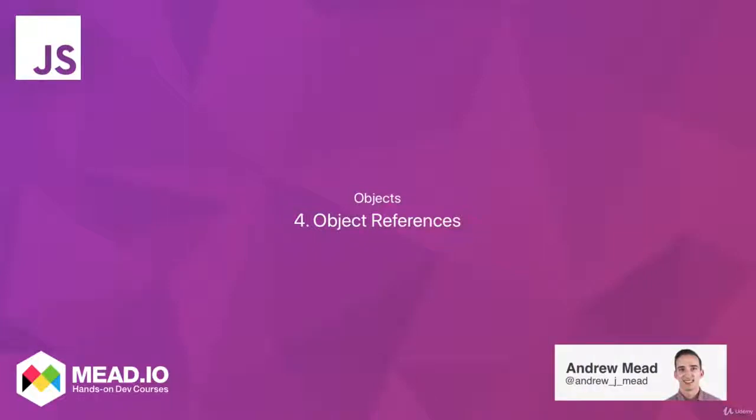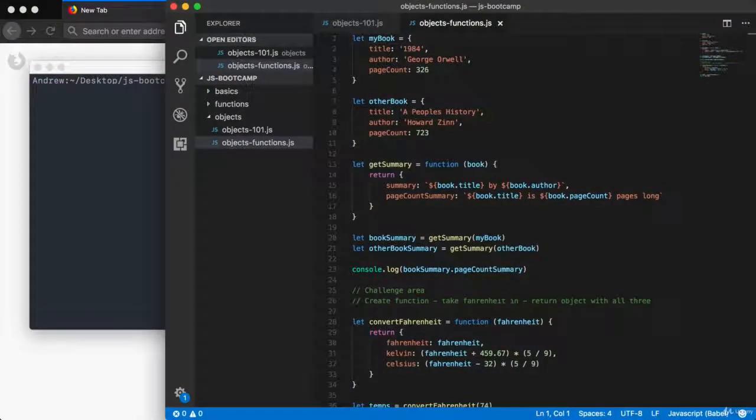In this video, I want to take a few minutes to talk about what happens when we pass objects around our program. For example, we take this other book object defined right here on line 7, and we pass it into the getSummary function. We do that down here on line 21.